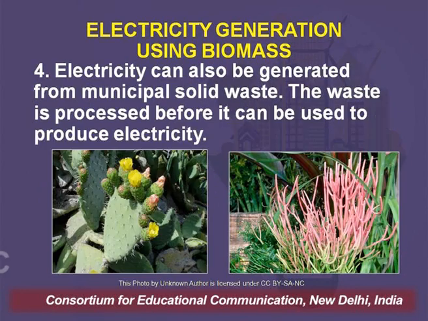This is a picture of the two plants which we have just mentioned, Opuntia and Euphorbia. The one on the left hand side is Opuntia and the one on the right hand side is Euphorbia, and these plants are also a good source of energy. Electricity can be generated from municipal solid waste also. The waste is processed before it can be used to produce electricity.